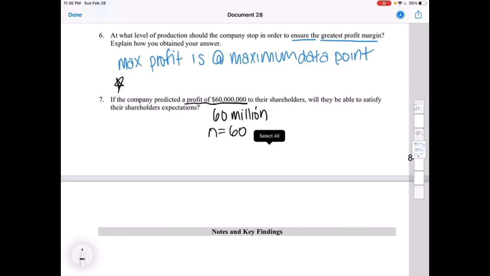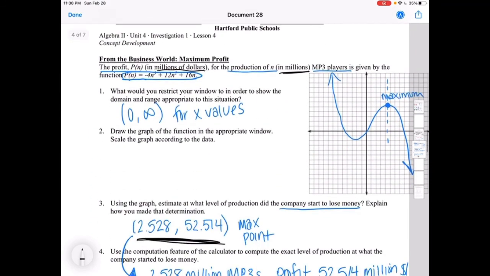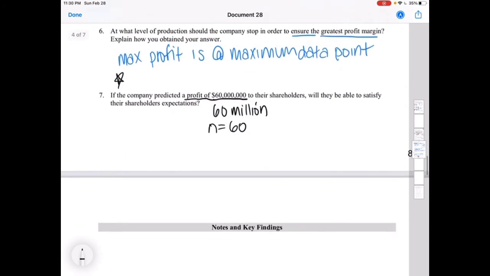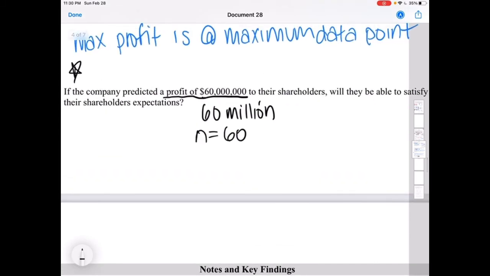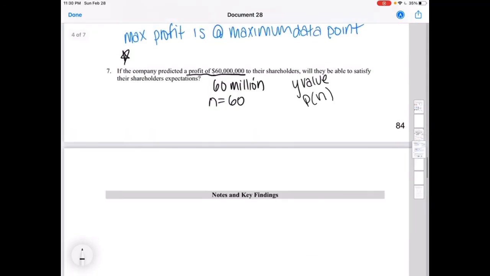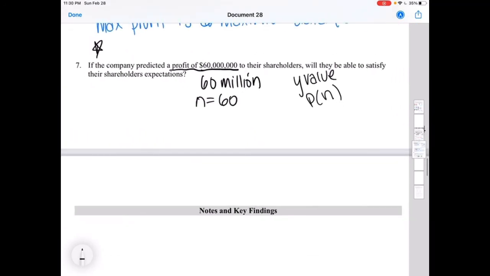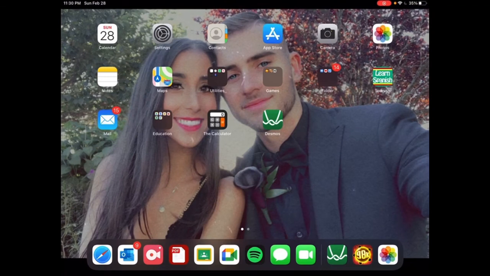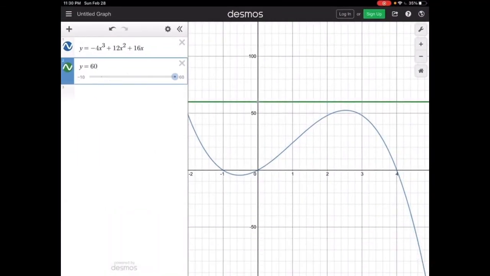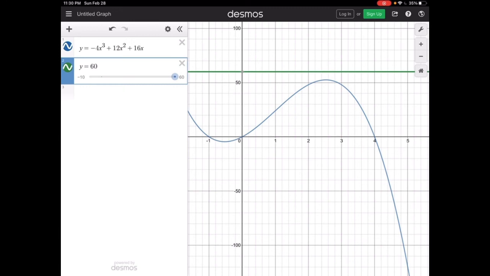Well, if it says 60 million, you have to keep in mind that in the problem it says the profit is in millions, and the production of MP3 players is also in millions. So if they tell you that the profit, which is the Y, this is our Y value, so I know that N is equal to 60 because it's 60 million, and I know it's in millions already, so I know my N value has to be 60. So it's asking, will it be able to satisfy? If I go back to my graph here, I'm going to put a line at Y equal to 60, because that's when the profit would be $60 million. As you can see, this straight line does not intersect with our polynomial of our profit, okay?